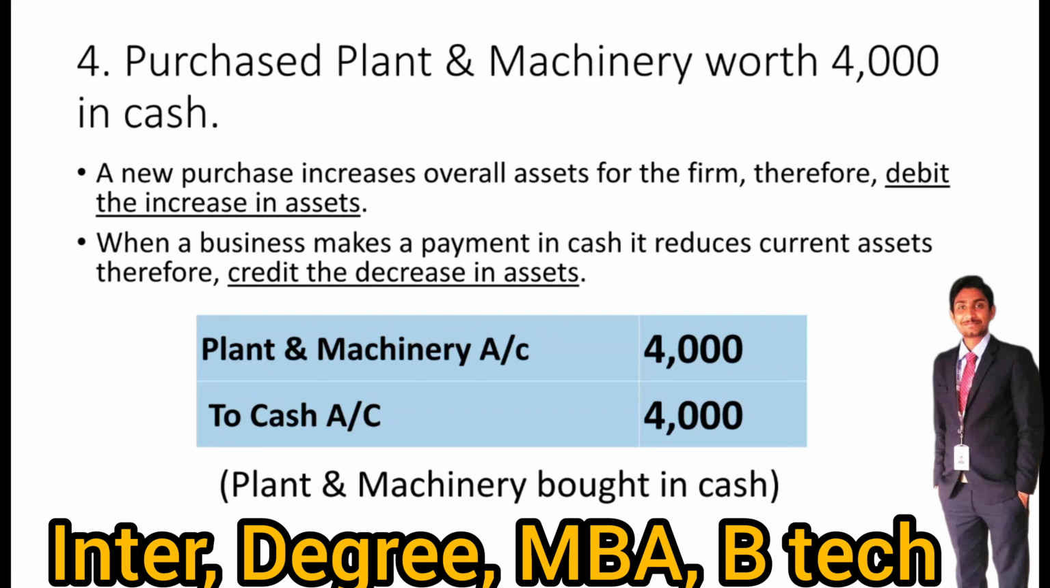And we need to pay the cash to purchase the asset, so the cash will go out. Cash is an asset, so if the asset value decreases, we mention it on the credit side of the transaction. The journal entry is: Plant and machinery account debit to Cash account. The narration is: plant and machinery purchased by cash.